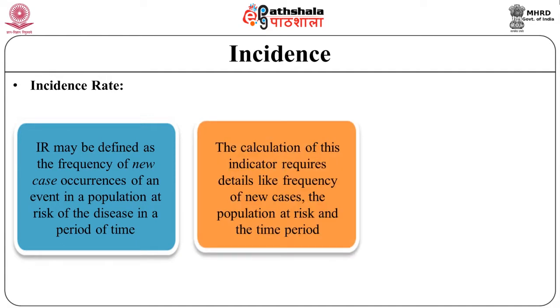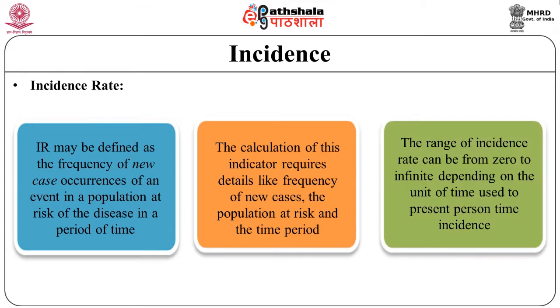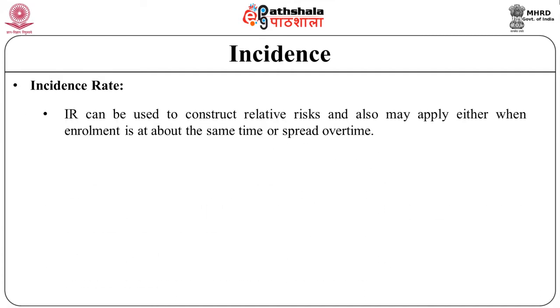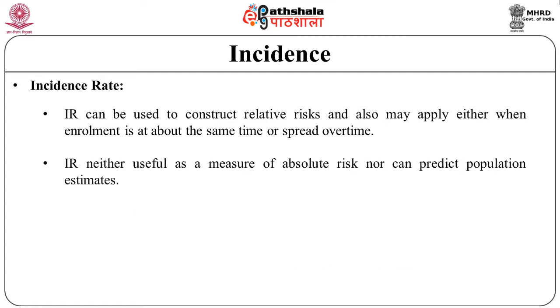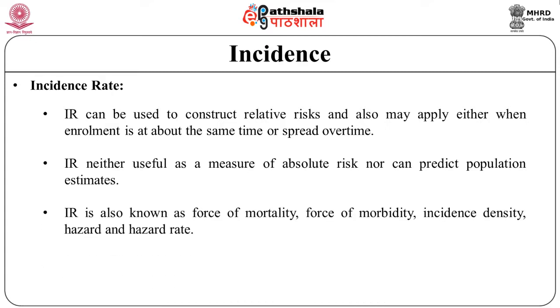The calculation of this indicator requires details like the frequency of new cases, the population at risk and the time period. The range of the incidence rate can be from 0 to infinity depending on the unit of time used to present the person-time incidence. The IR can be used to construct the relative risk and may apply either when enrollment is at about the same time or spread over time. The IR is neither useful as a measure of absolute risk nor can it predict the population estimate. IR is also known as force of mortality, force of morbidity, incidence density, hazard and hazard rate.